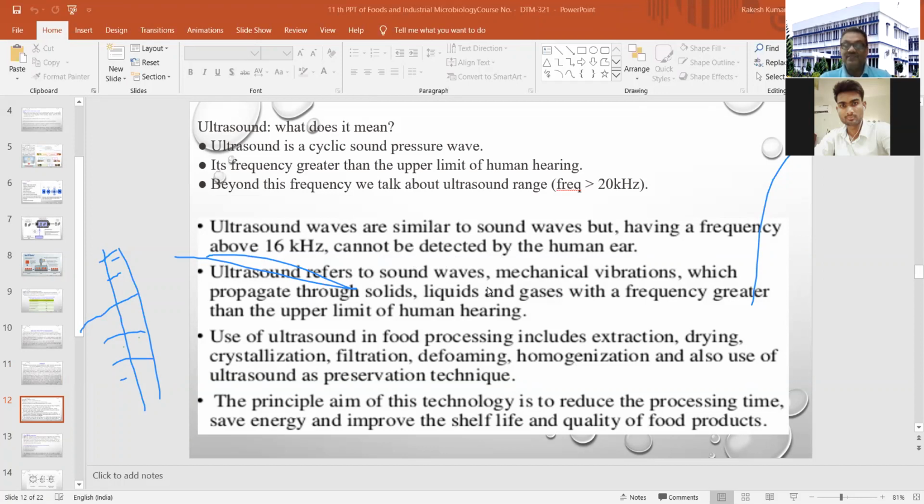The uses of ultrasound in food processing are for all these purposes I have already told you before, and the principal aim of this technology is to reduce the processing time, save energy, and improve the shelf life and quality of the food product.